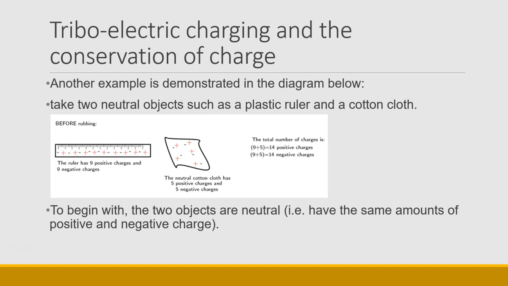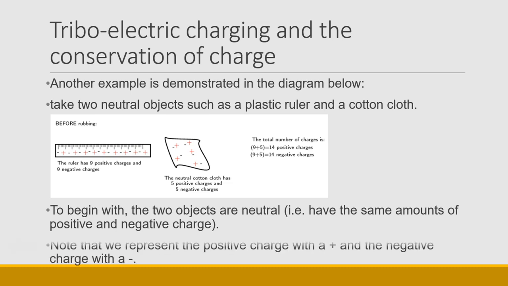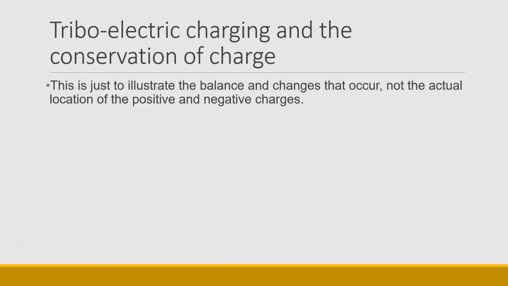Now, take note that to start with, the objects are neutral, meaning that they have the same number of pluses as minuses. And note that we represent the positive charge with a plus and the negative charge with a minus. It's just to illustrate the balance of charges. It doesn't indicate the actual location of the protons and the electrons in the material.